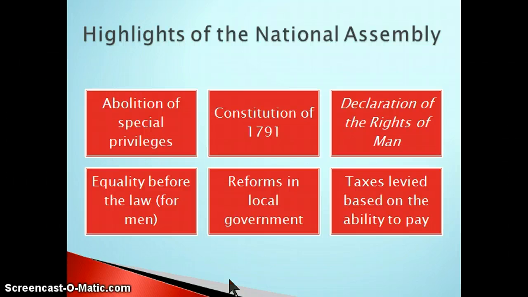They're also responsible for the Declaration of the Rights of Man. This is another key part of the French Revolution, and its principles ring true today as well. So yeah, we're going to cover that pretty extensively too. So, minor things. The National Assembly was responsible for putting forth the idea of equality before the law, that all men were seen equally in the eyes of the law. That's a principle that we operate under in the United States today. The National Assembly also produced reforms in local government and levied taxes based on the ability to pay. It's an overhaul of the previous tax system, which definitely needed it.